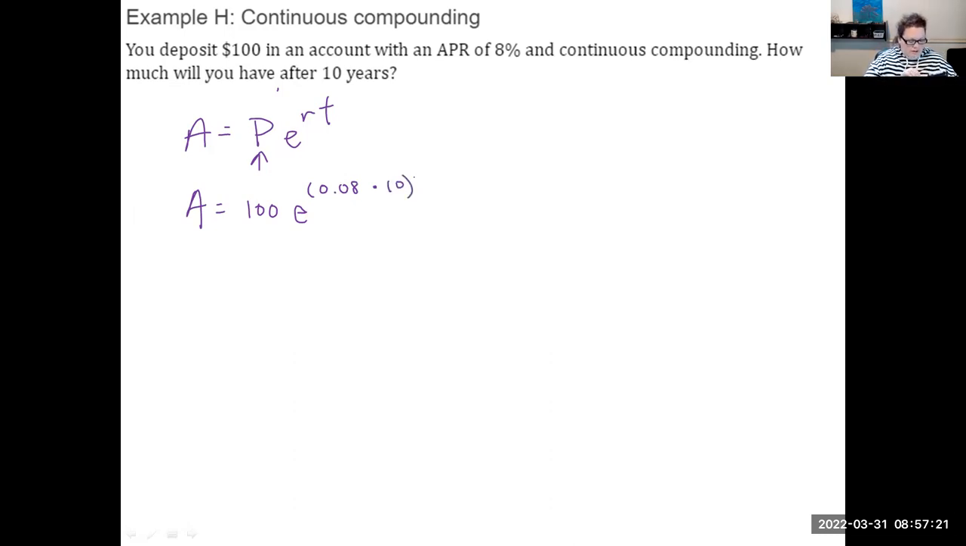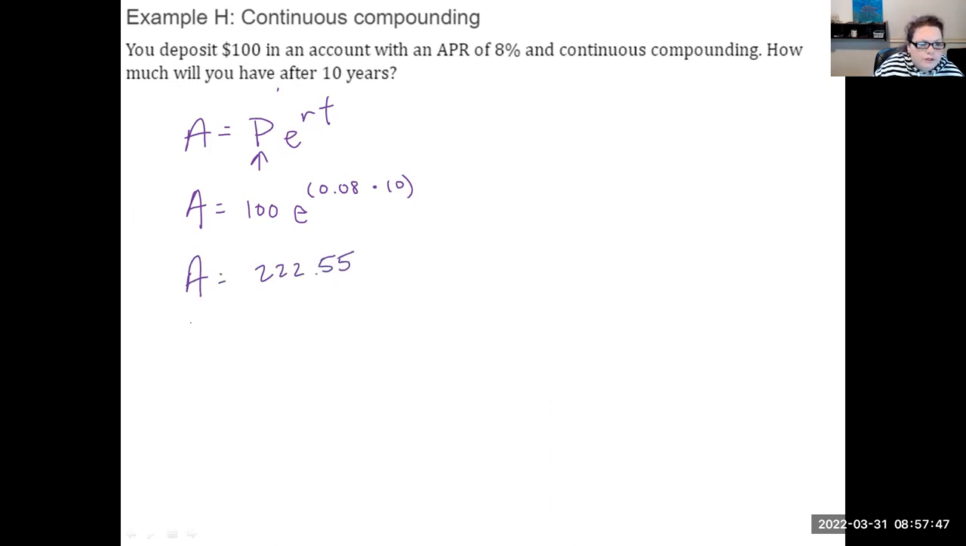Cool. Calculators. 100. Now I have to hit second to get to my e^x. I'm going to open the parenthesis, 0.08 times 10, close parenthesis, equal. And I got that my investment would be worth $222.55 at the end of 10 years.